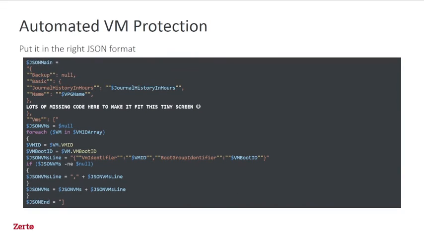So we're adding the VM IDs, we're adding the boot group IDs, the sites, the number of journal history we want to keep, and the name of the VPG. Once that is all in there, we can start the script. It will find those VMs, or not. If there's no VMs, we'll report that there's no VMs, so there's nothing to do. If we find VMs, we're going to create the VPG, and we're going to make it work.